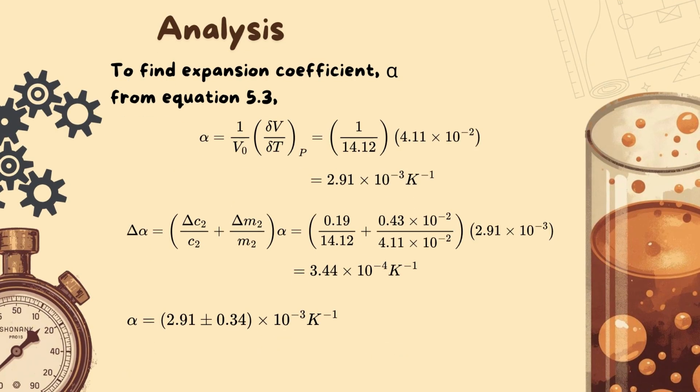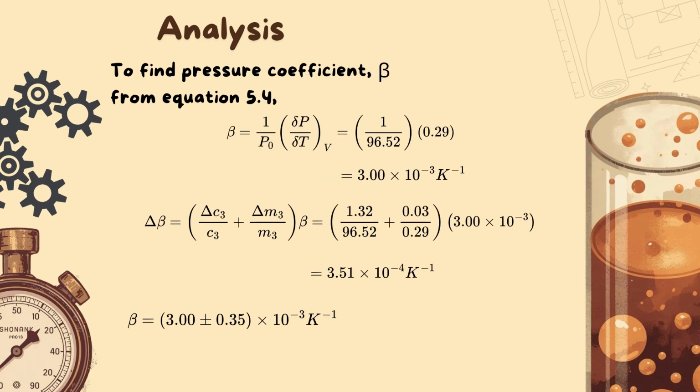Using the gradient and intercept from this regression, we calculated the 3 fundamental coefficients for air. To find the expansion coefficient, we took the ratio of our V-T gradient to the initial volume V0. This resulted in an experimental value of 2.91 plus minus 0.34 times 10 to the power of negative 3 per Kelvin. We apply a similar methodology for the pressure coefficient, utilizing the P-T gradient and the initial pressure P0 of 96.52 kPa, giving us 3.0 plus minus 0.35 times 10 to the power of negative 3 per Kelvin.